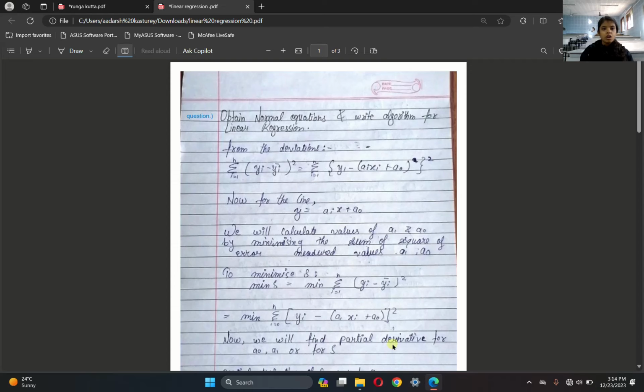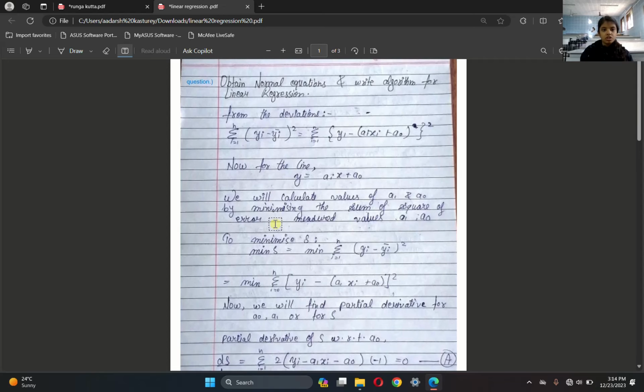Our question is to obtain the normal equation and write an algorithm for linear regression. For obtaining the normal equation, from the derivation we have this equation: summation i = 1 to n of (yi minus yi hat) whole square is equal to summation i = 1 to n of (yi minus (a1 xi plus a0)) whole square.